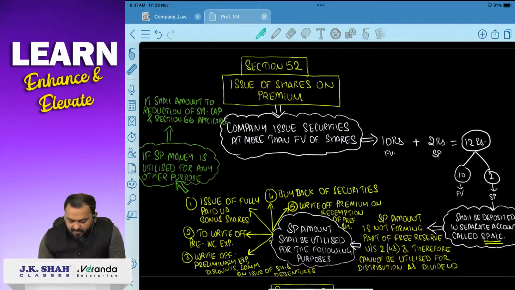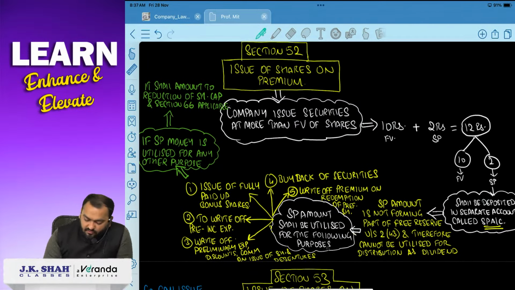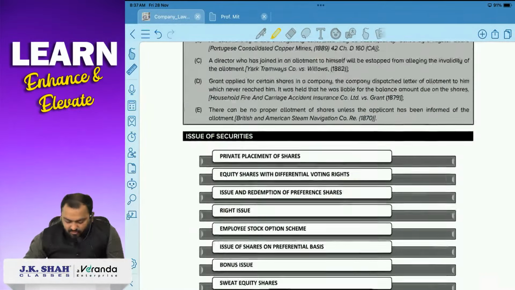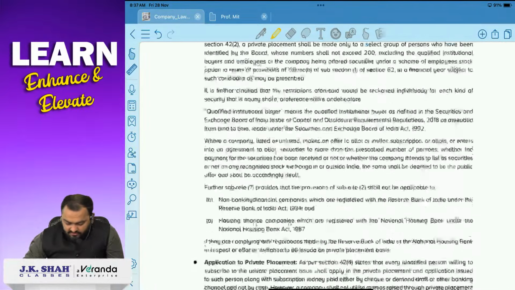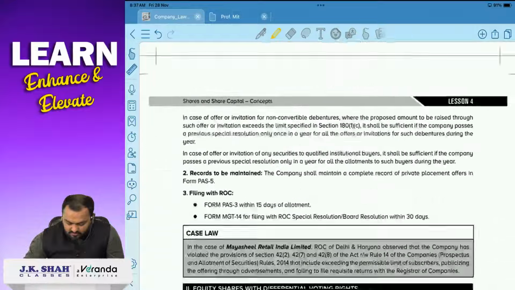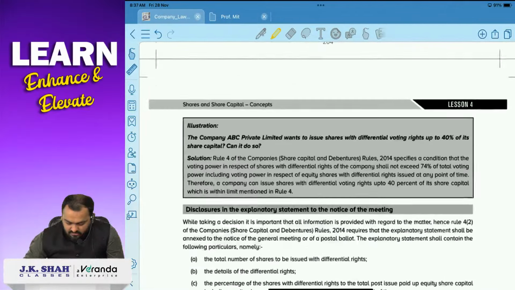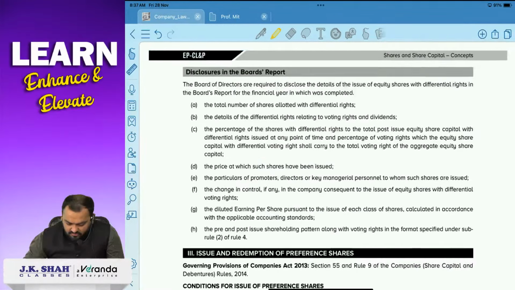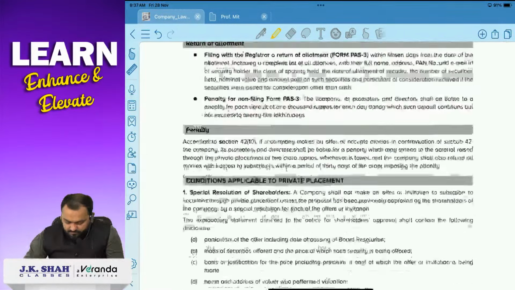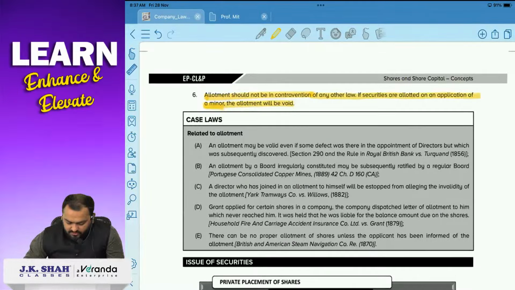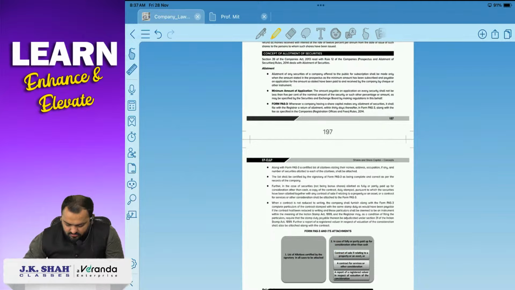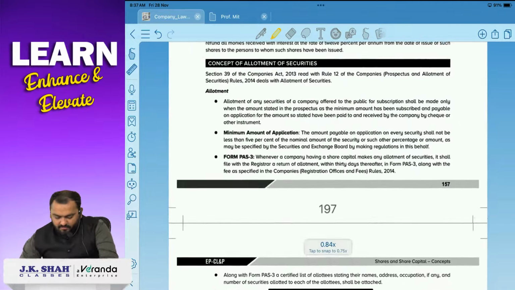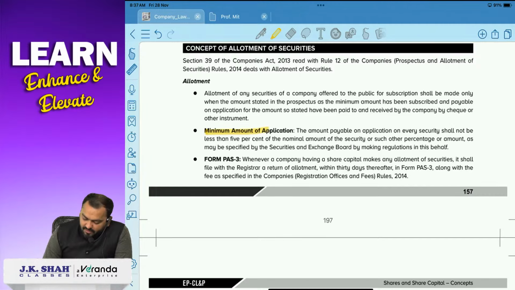What is the next topic? The next topic is issue of shares on premium. Same topic here also, you can see in your module. Okay, here they have given first private placement. The sequence is: can you see this concept of allotment, which I told you, the minimum amount of application money, that is 5%.